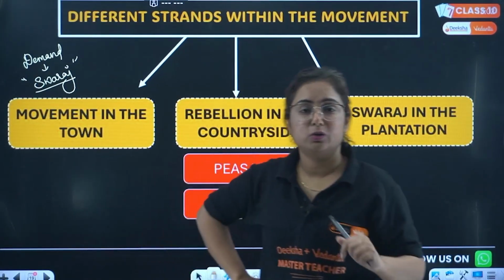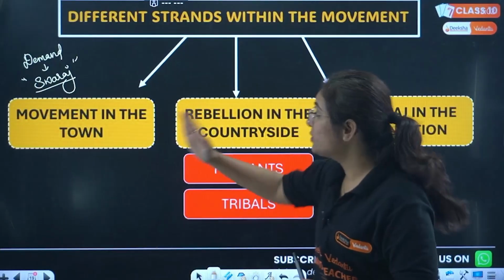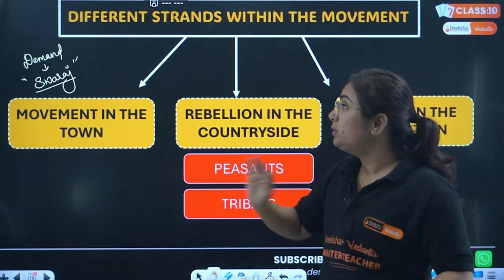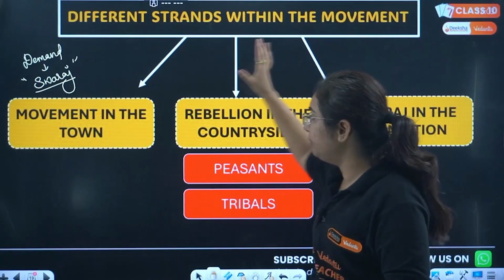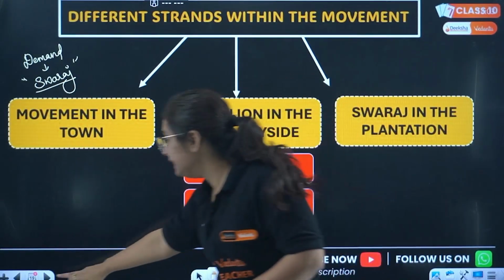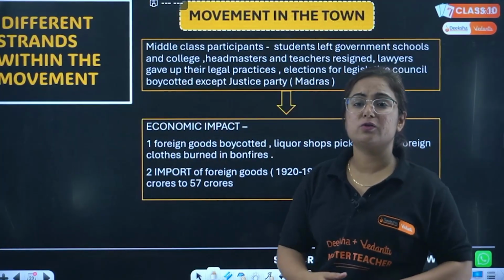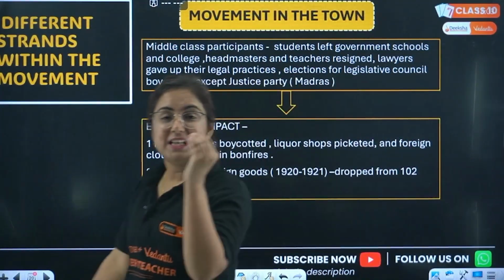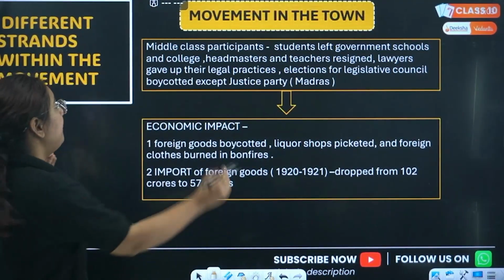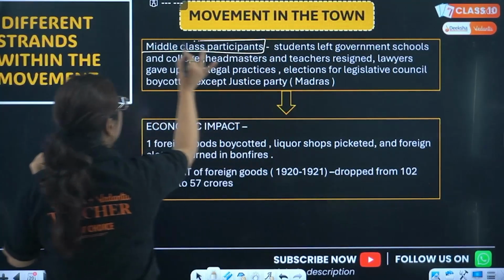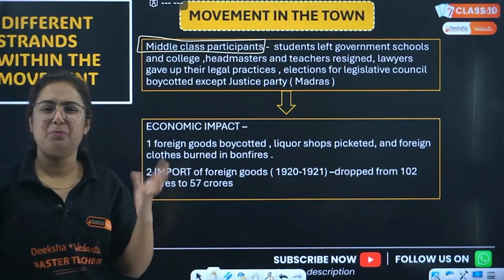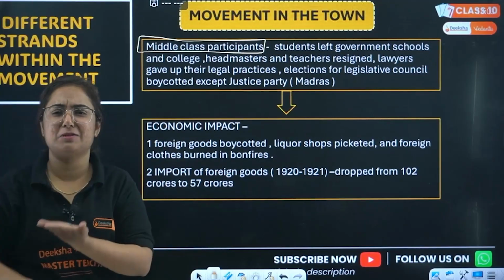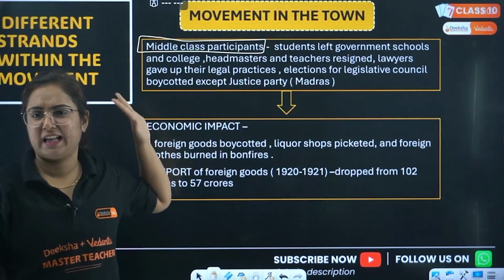So how the question comes is: how was Swaraj different in India during the non-cooperation movement? What were the different strands within the movement? First, we will talk about the movement in the town. Now see, in the town, who were the major participants? The middle class participants. Obviously, in the towns, the middle class are the active ones, because they are sandwiched between the rich and the poor, and are the most affected ones, I guess, right?